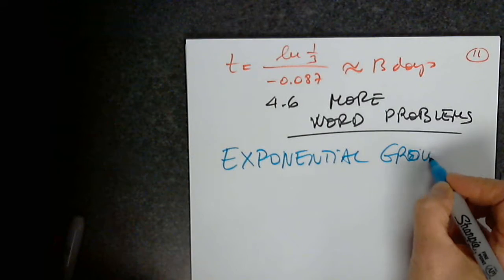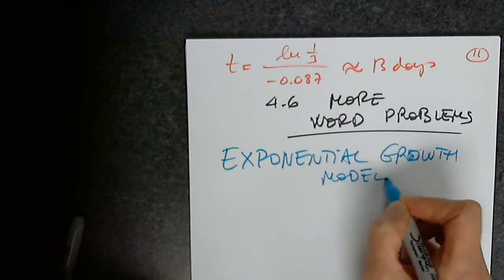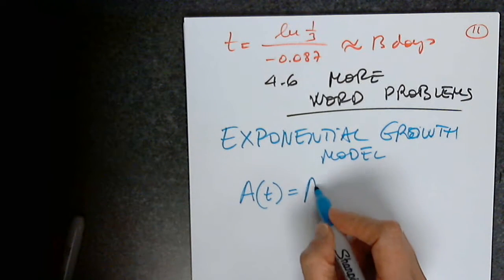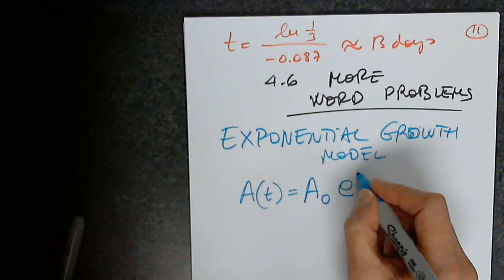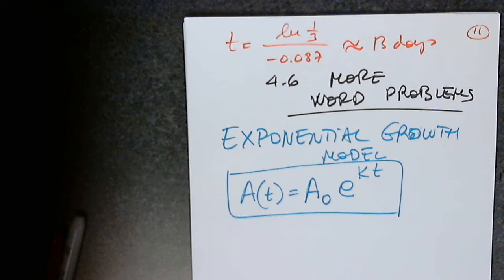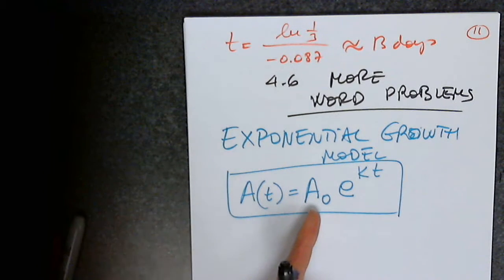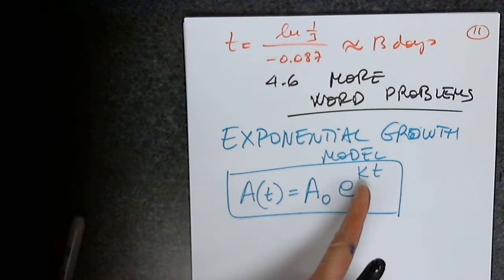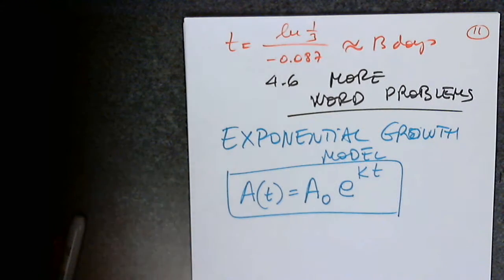Exponential growth model. Let me write it again for you. The amount at time t is the initial amount times e raised to kt. Nothing new. Continuously compounded interest, same formula: A equals P times e raised to rt. Now A stands for amount, A0 is what we start initially with, k is the exponential growth rate, like we had before, the annual rate, and t is time.